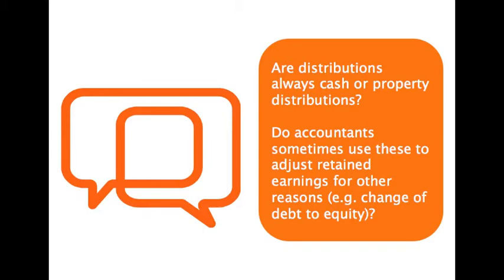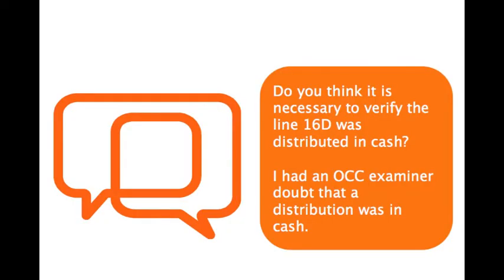Are distributions always cash or property? Or do accountants sometimes use these to adjust retained earnings for other reasons? If they're doing it, I don't understand why. It should be cash or property distributions, and they should just make an adjustment somewhere else if that's what they need to do. Do you think it's necessary to verify that line 16D was distributed in cash?